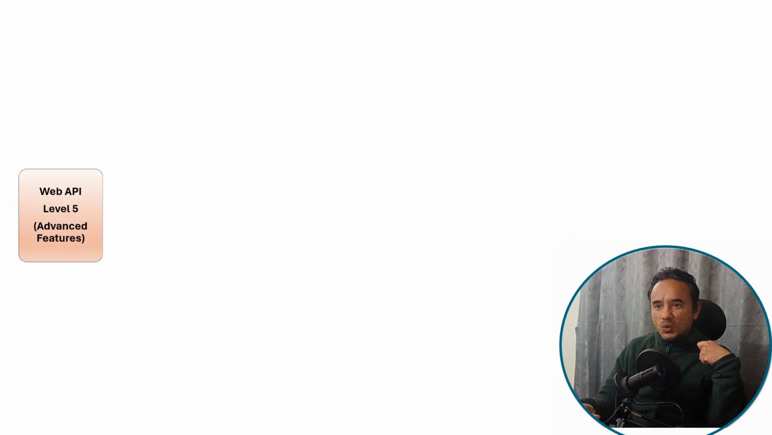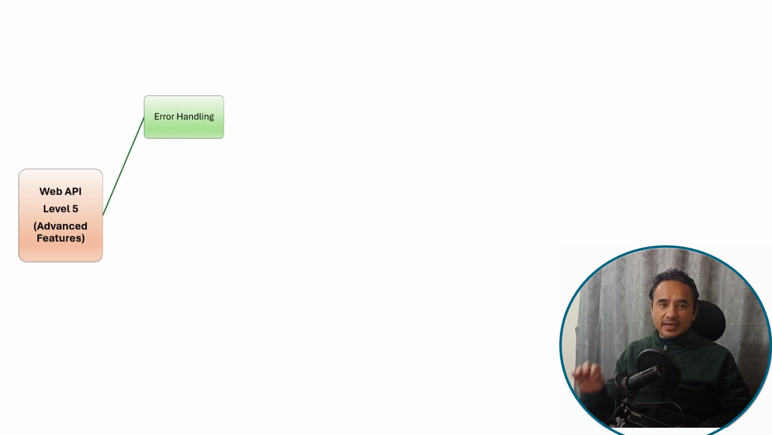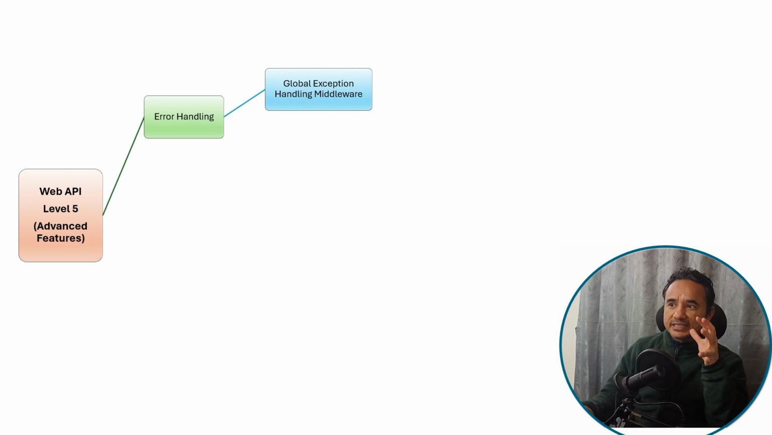All right, so now we have the web API level 5, basically meaning the advanced features. First part is error handling. A very popular technique for error handling is global exception handling middleware. You have to create an error middleware. This is nowadays very much popular.